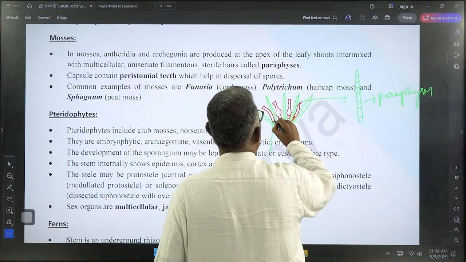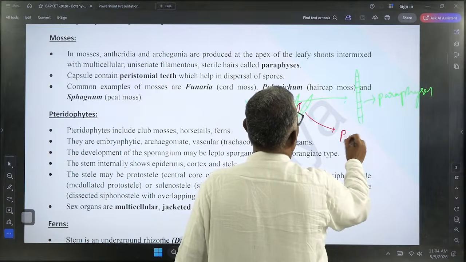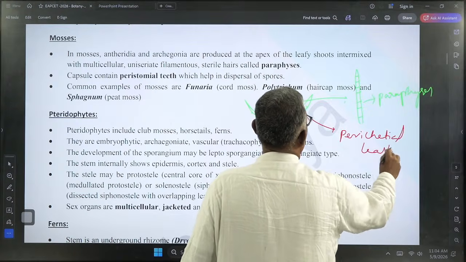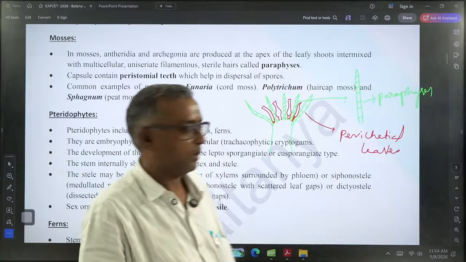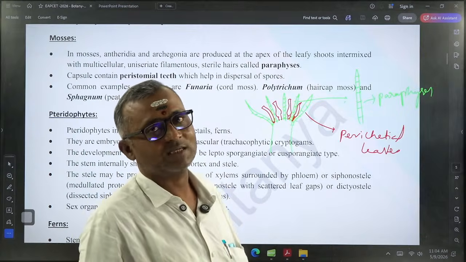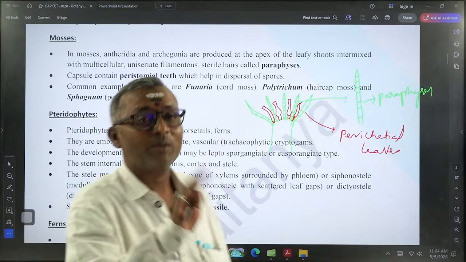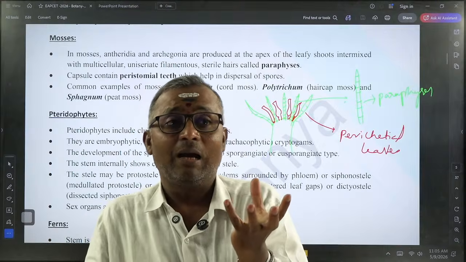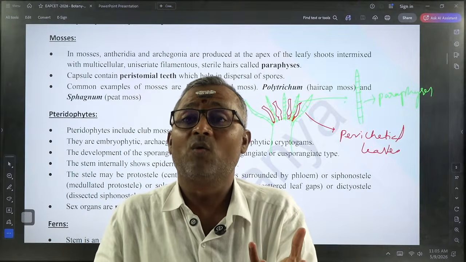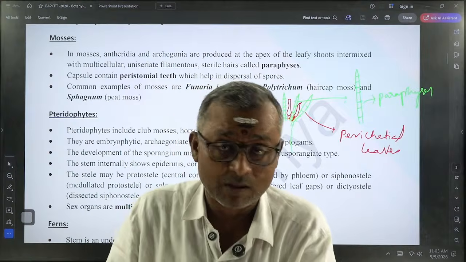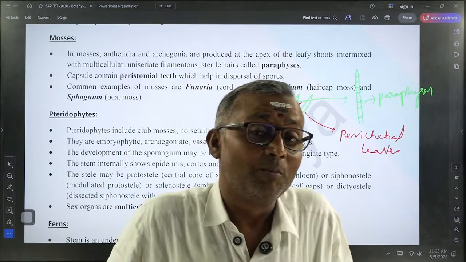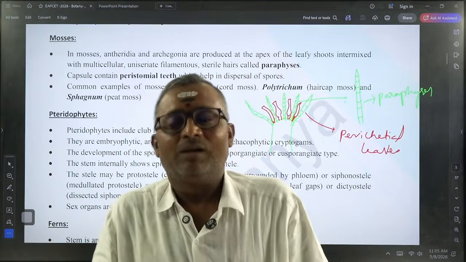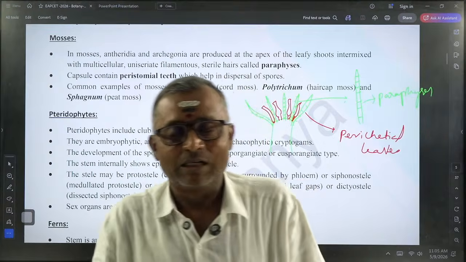And they also have perichaetial leaves. These are called perichaetial leaves. These leaves cover the whole antheridiophore as well as archegoniophore. And one more important thing that you need to remember: in case of bryophytes, mosses particularly, the antheridiophore is also called the moss flower. What is it called? Moss flower. This is not given in the NCERT book. Of course, they are not flowers, they appear like flowers.